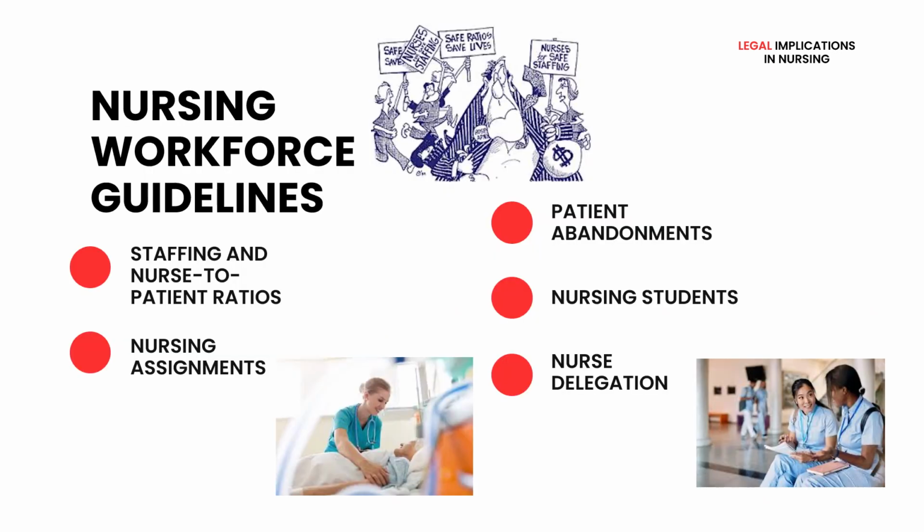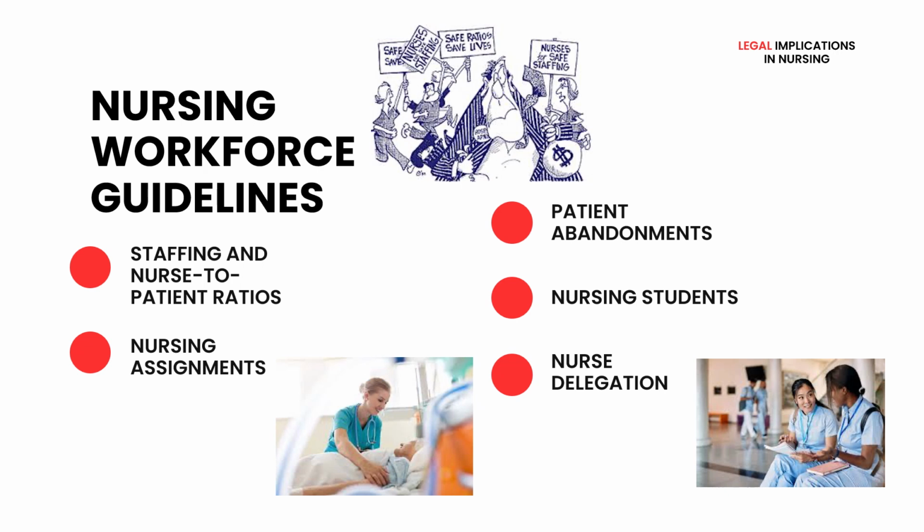And then you have nursing workforce guidelines. So these are those key practice topics. So you have staffing and nurse to patient ratio. You're going to hear about this a lot. Really, we want to have adequate staffing to ensure patient safety, reduce any possible medical errors, and support the nurse's well-being. It's just not safe to have too high of a ratio from nurse to patient.